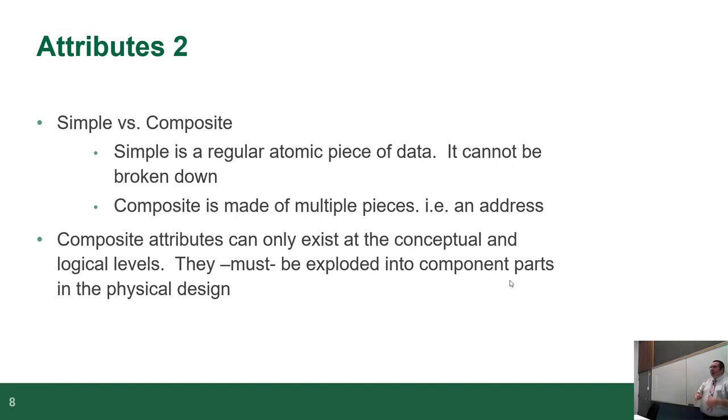But an address, when somebody says, well, what's your address? Our brains automatically say, it's this, right? 123 some street, unit 5, Ottawa, Ontario, K1Z1Z1. Wham, there's your piece of data. No, that's a composite piece of data.